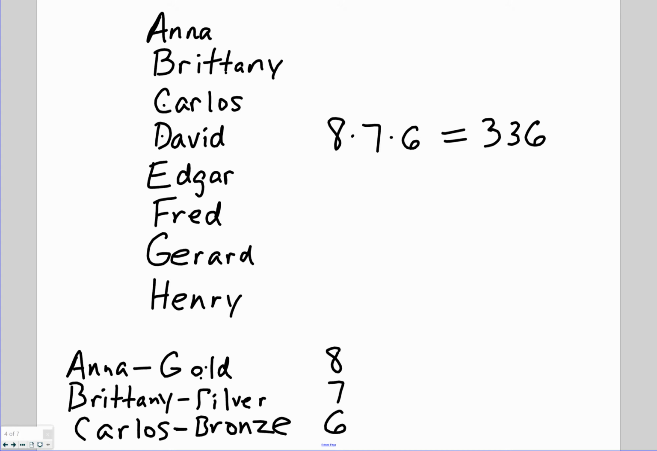If I say Anna, Brittany, Carlos, is that the same as saying Carlos, Brittany, and Anna? No, because in that scenario, Carlos gets the gold, Brittany still gets the silver, but Anna gets the bronze. So the order matters, right? Those are different things. So that's a permutation. Now, let's come up with a way that we can use a formula for any other permutations in the future.